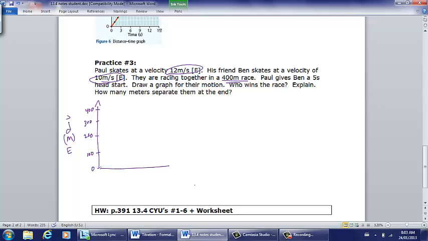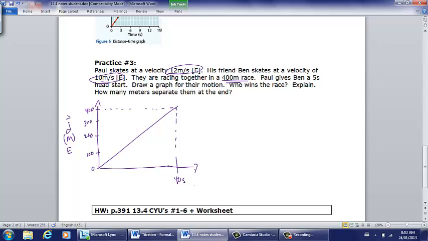So we can just put on a velocity for Ben, like this. And when he reaches the 400 meters, that should be here at 40 seconds.